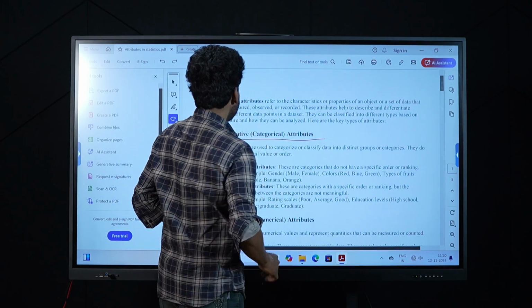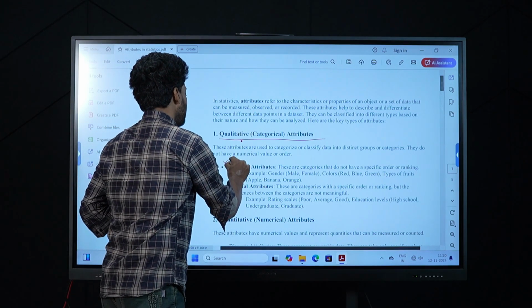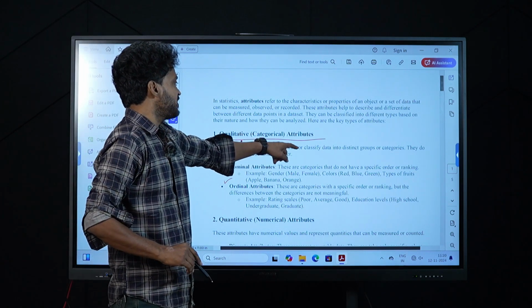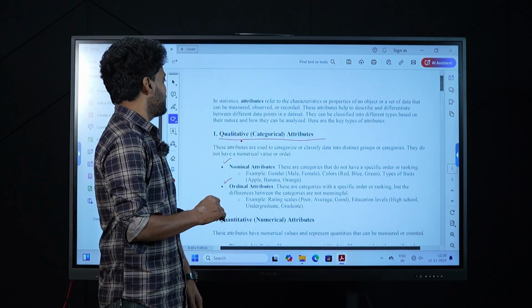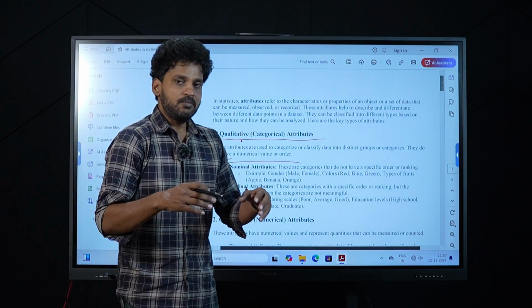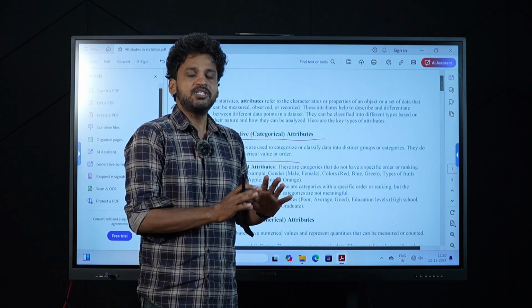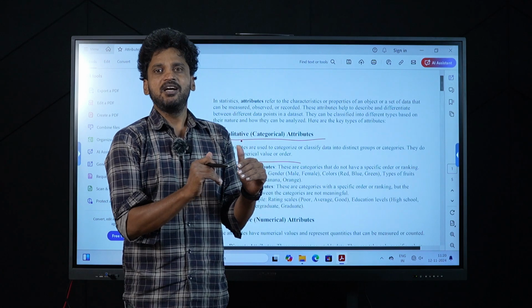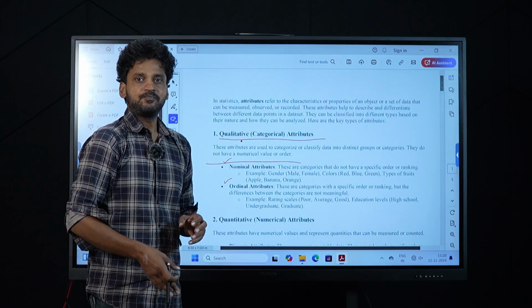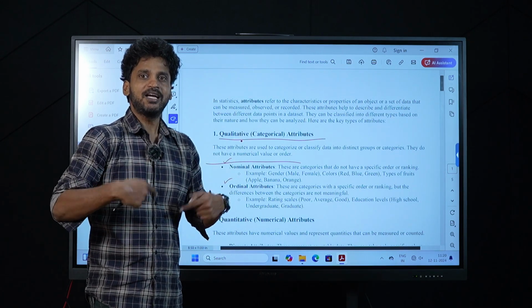What are qualitative attributes? In the qualitative attribute, we have nominal attributes and ordinal attributes. These attributes are used to categorize and classify data into distinct groups or categories. They do not have a numerical value or an order. These variables will not have any numerical significance. They do not possess any numerical value unless we assign some numerical values to simplify the data set. Initially, when we collect these data items, they do not have any numerical significance.